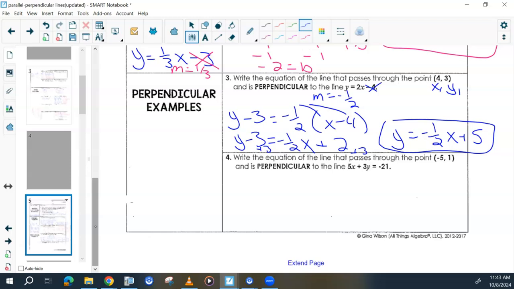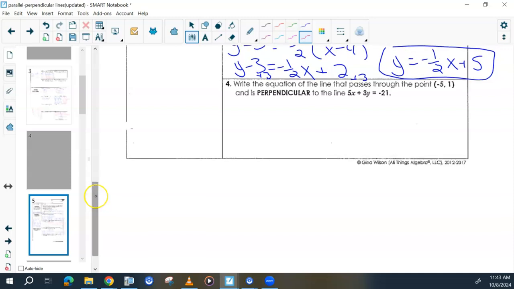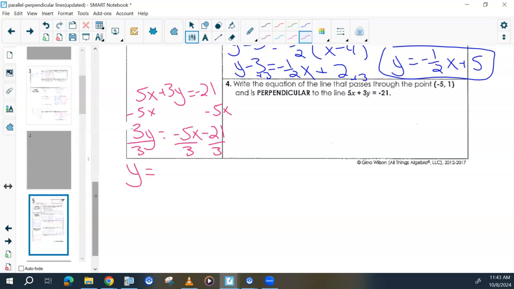Okay. So just like example 2, we have to change this first before we can do anything else. So let's subtract 5x. So that we have 3y equals negative 5x minus 21. And divide everything by 3. So y equals negative 5/3 x minus 7. Except I don't need that 7. I can cross it out.